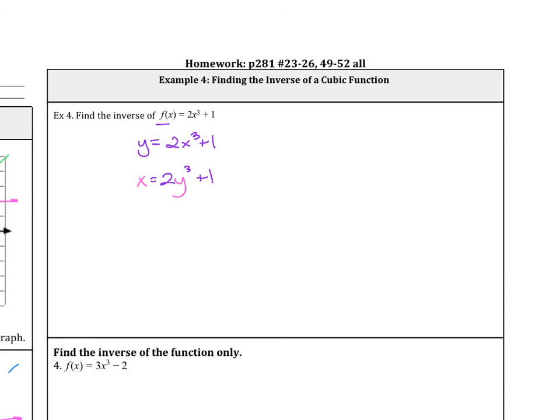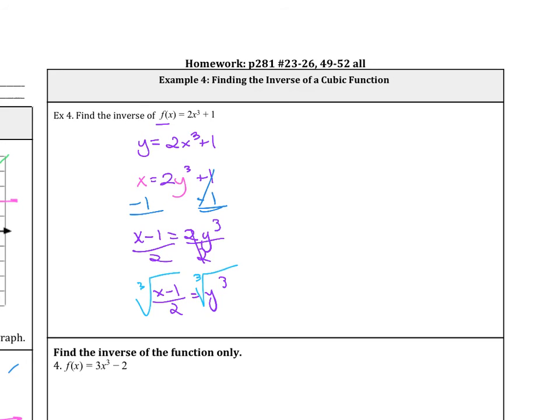Now it's cubic, so we don't have to worry about signs. So let's go ahead and solve. So subtract 1 from both sides. We get x minus 1 equals 2y cubed. Then we divide by 2. So we get x minus 1 over 2 equals y cubed. To get rid of that cube, you cube root each side. So we've been doing this chapter. So now we get y equals the cube root of x minus 1 over 2. So really that's g of x equals cube root of x minus 1 over 2.